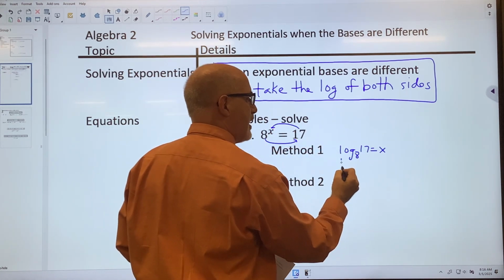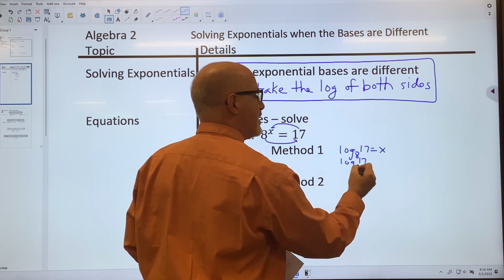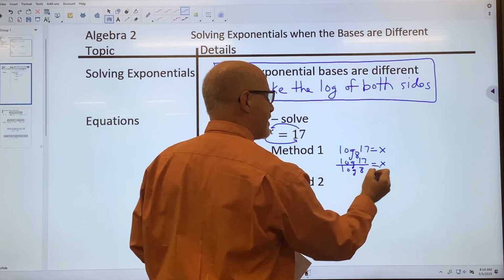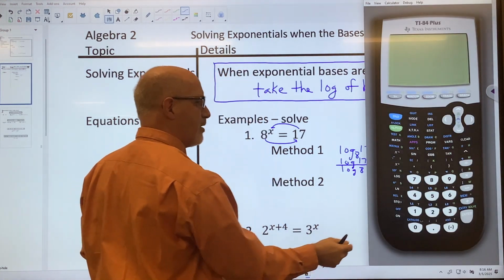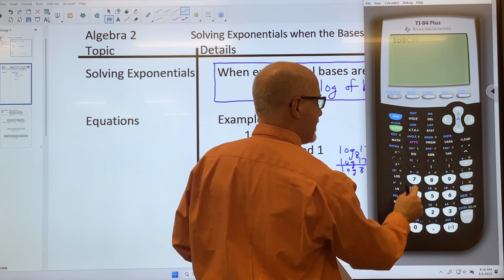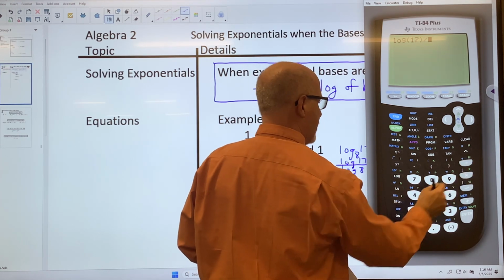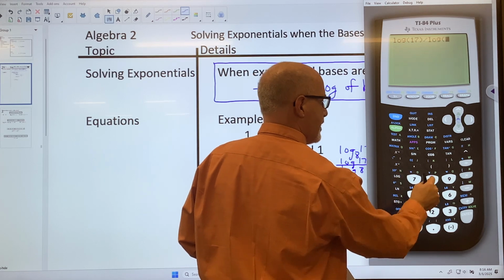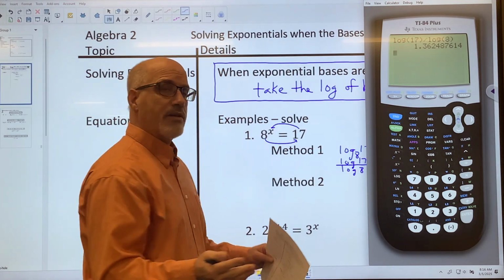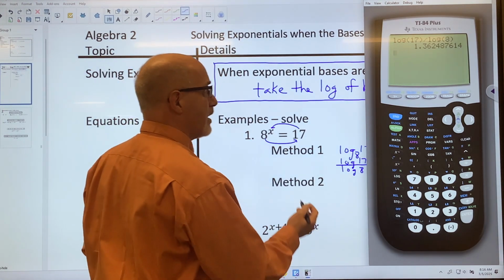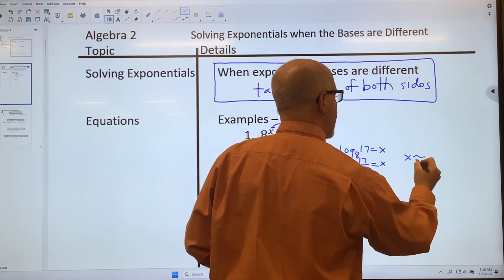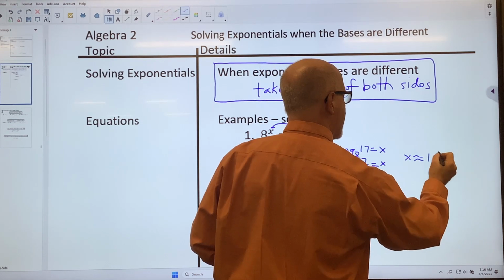Now we can use our change of base theorem. Log of 17 over log of 8 is equal to x. And when we do that on our calculator, we'll do log of 17 divided by log of 8, and we get an answer of 1.36. We'll round to 2 decimal places on this, so x is approximately 1.36 for this answer.